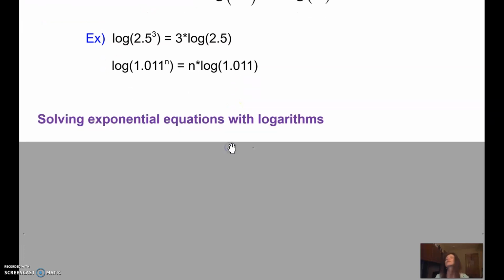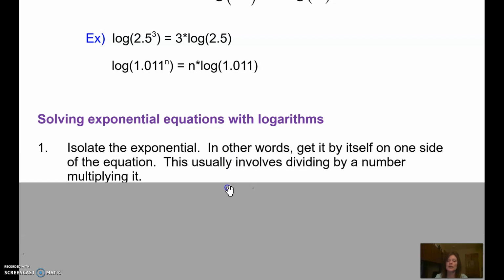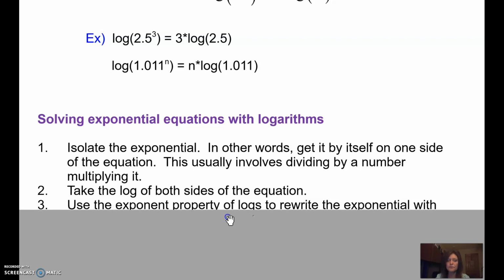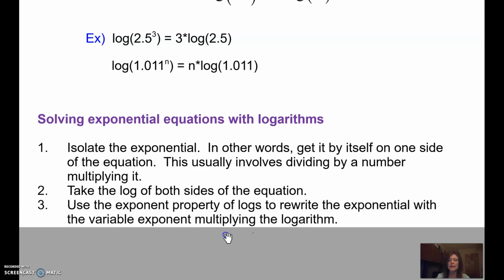This is going to be very, very helpful to us in solving our logarithmic equations. There's going to be a very simple 4-step process. Number 1, we want to isolate the exponential. This is critical. Whatever it is that's being raised to a power, I want that little chunk all by itself. I don't want anything added or subtracted to it. I don't want anything multiplied by it. I want just that little thing raised to the power all by itself on one side. Usually that's going to mean I'm going to divide. Then I'm going to take the log of both sides. Then I'm going to use this exponent property we just looked at, bring that exponent out front and multiply it.